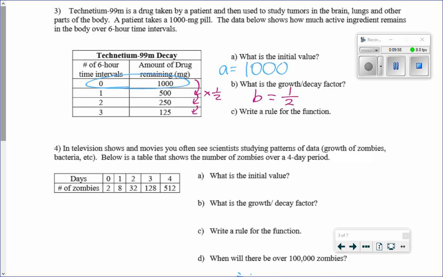All right. So to write a rule for the function, a rule, it's basically saying what's our equation going to be. Y equals, f of x equals, doesn't matter. And we do a times b to the power of x. So it'll be 1,000 times 1/2 to the power of x. And that's our equation. Unfortunately, that formula is not on our short chart, so you do have to memorize it.